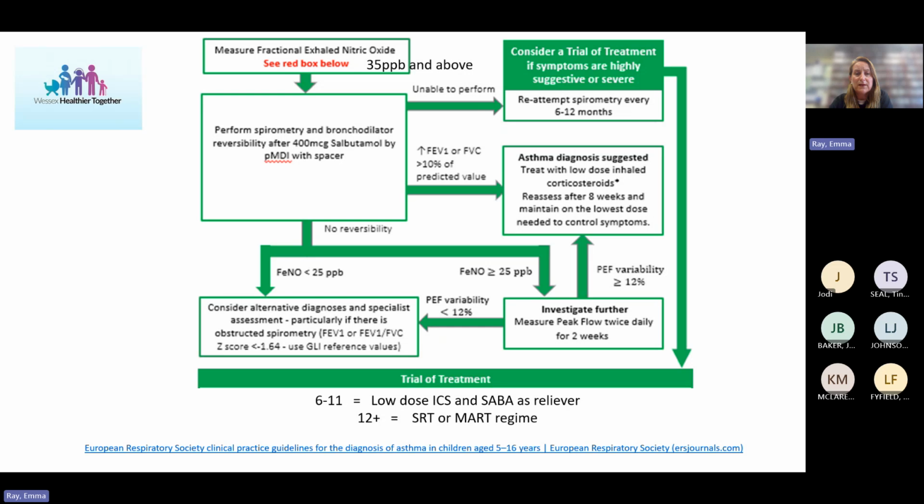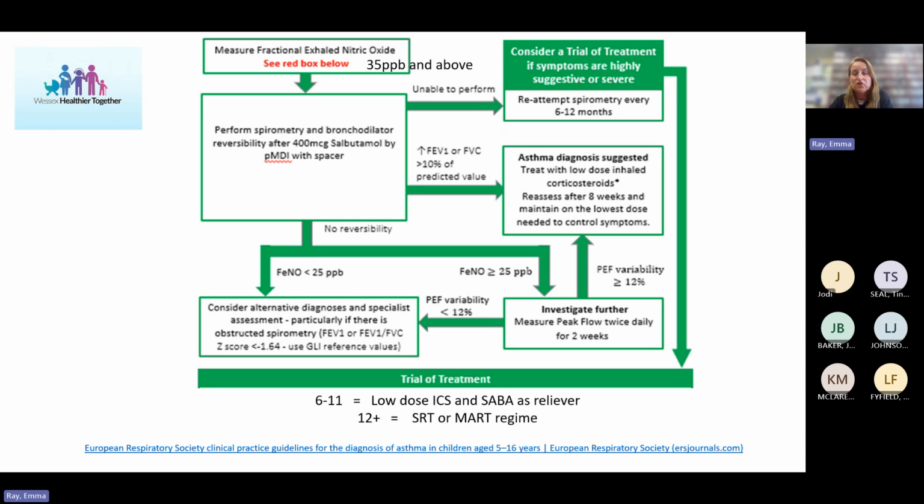But if there's no reversibility, you can look again at the pheno. If it's over 25 parts per billion, and this is based on European Respiratory Society guidelines, with that history of possible asthma and maybe some other evidence that they've got peak flow variability, then you would suggest they might have asthma. But if you've got an obstructed spirometry and there's no reversibility, then do refer in.